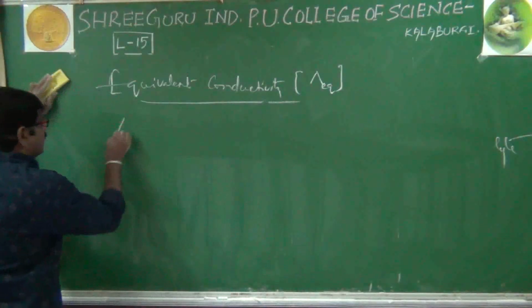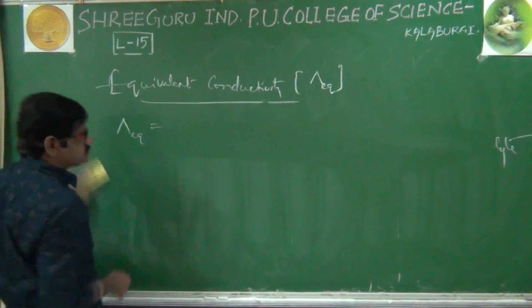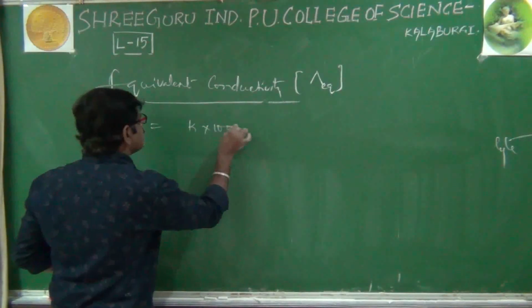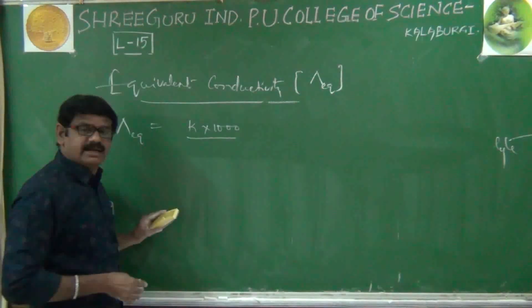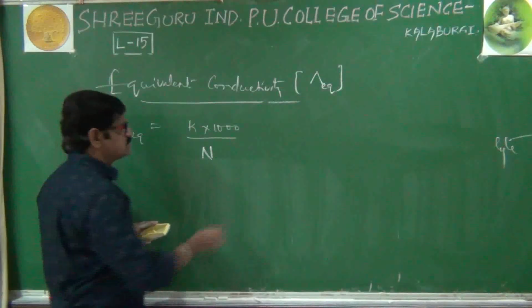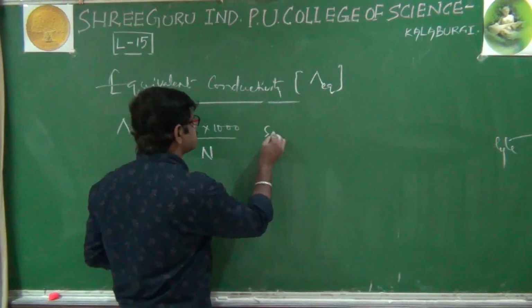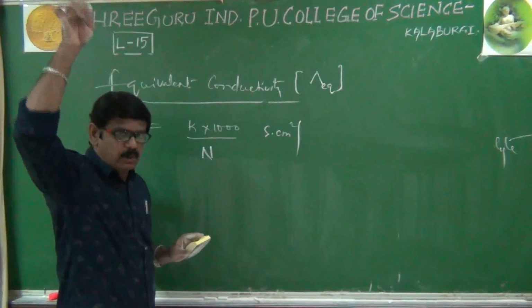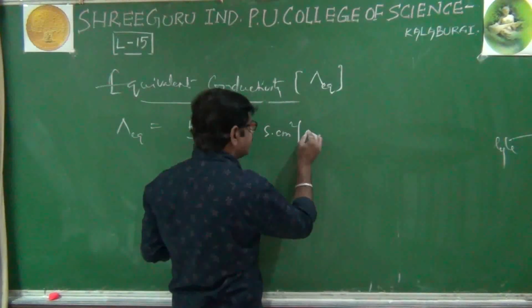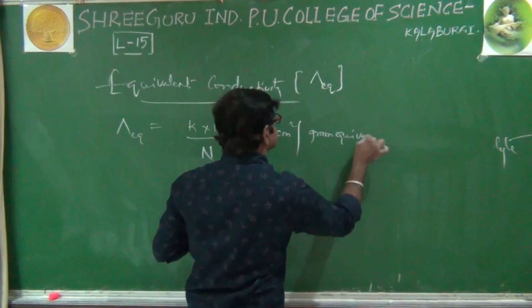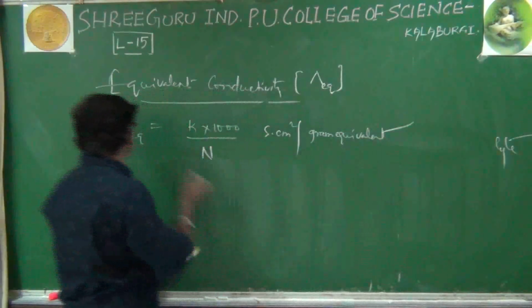Here also, lambda equivalent is equal to K into 1000 divided by, instead of molarity I am using the term normality. Normality term we use, and in the CGS system its units are Siemens centimeter square per mole, here per equivalent, or you can say per gram equivalent. It is one formula.